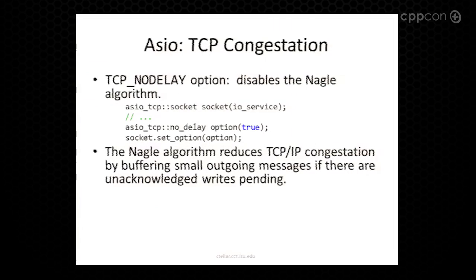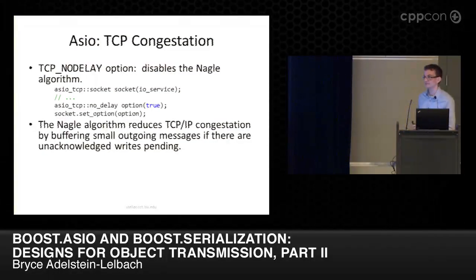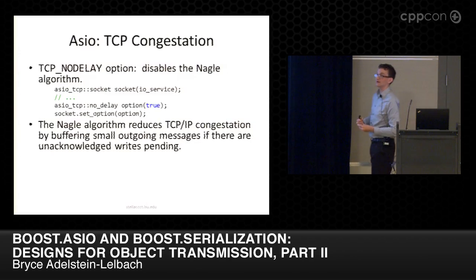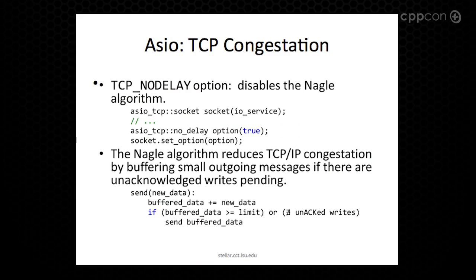It reduces the TCP/IP congestion by buffering small outgoing messages. Buffering's nice, except if you really want low latencies. If I want my messages to fire as quickly as possible, I don't have bandwidth problems, I have latency problems. So that's why you would turn this off. That's something like what the Nagle algorithm looks like. This is really bad for me because I just want to get the messages fired off as quickly as possible.